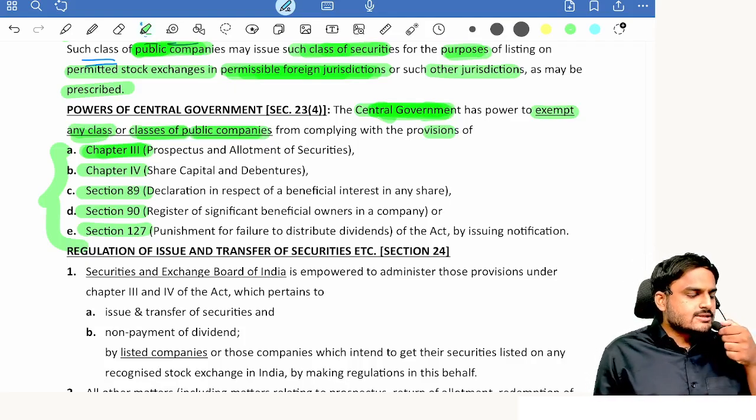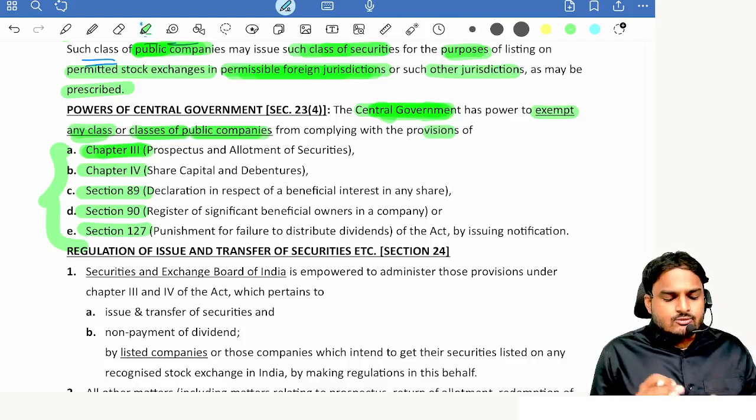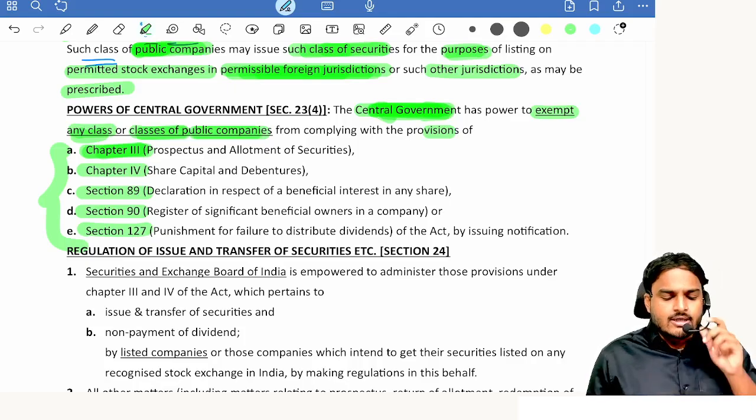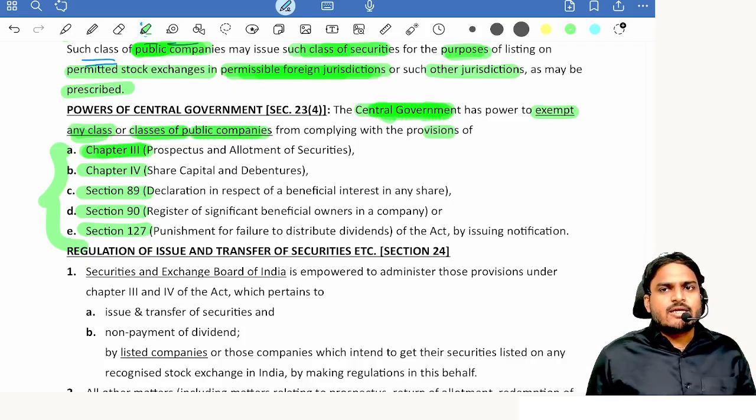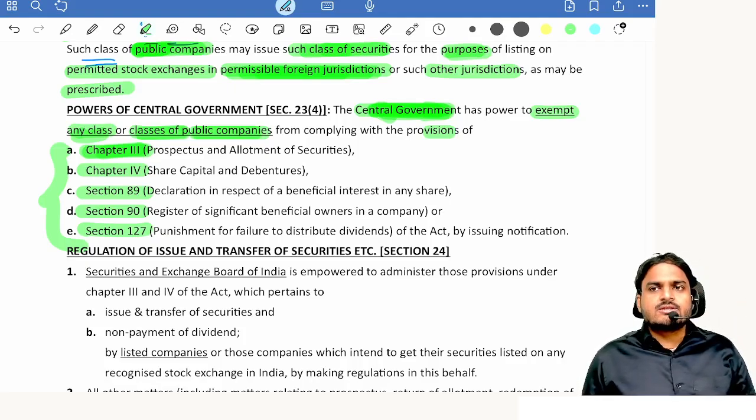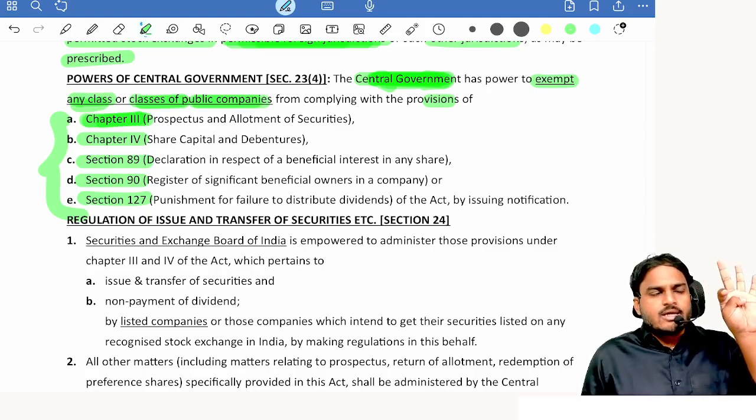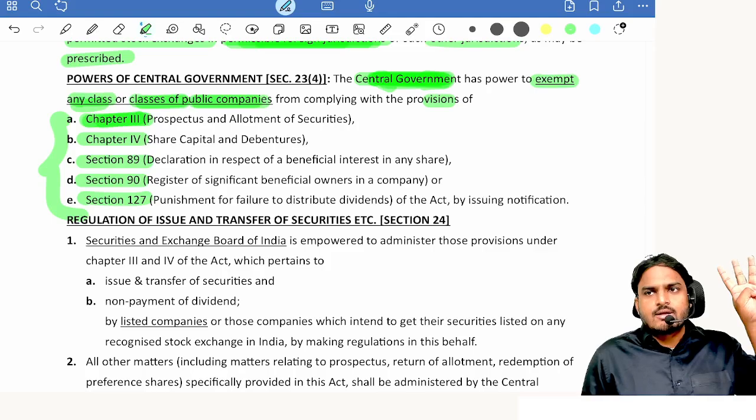Getting my point, students? Everyone able to follow? So section 23 subsection 4 is giving power to whom? The central government. And this power is regarding the power to exempt any class of public companies from complying with chapter 3, chapter 4, section 89, 90, 127. So with this, section 23 is completed. In section 23 we have a total of 4 parts: public company, private company, foreign jurisdiction, permitted foreign stock exchanges, and last one, powers of the central government.